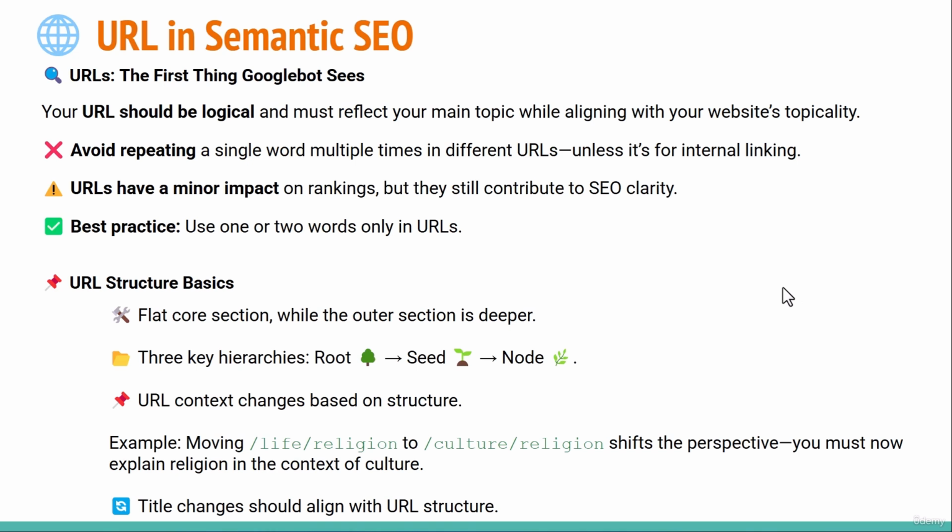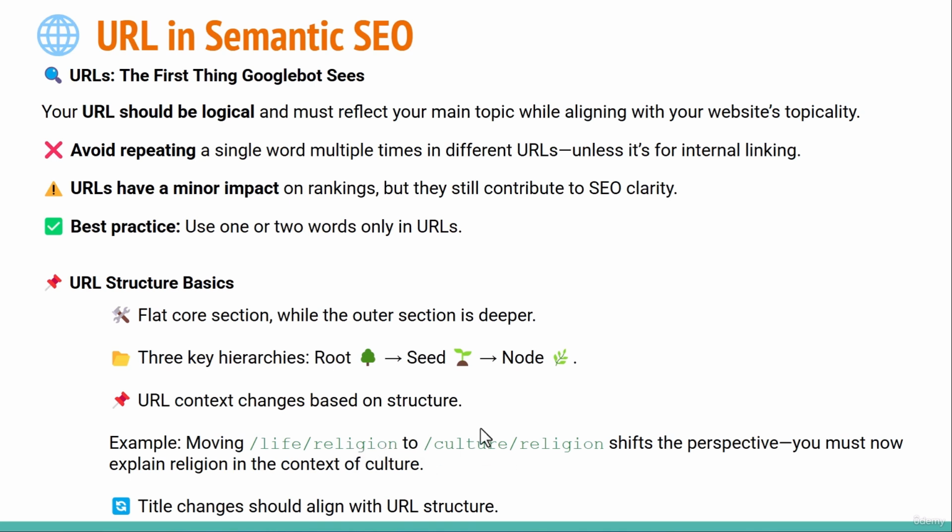Next, the URL context changes based on the structure. Now let's say we have /life, which is an article, followed by /religion, which is a sub-article. On the other side, we have a /culture article, and it also has a sub-article. Both of these end pages are about religion. Although the end sub-articles of both pages are religion, they have different perspectives. In the context of culture, you will have to explain things connected to culture within religion. In the context of life, you have to explain the other rituals or how your daily life is intertwined with religious activities. This is just an example. If there is any such case, even if they have the same URL, their perspective will be the same category-wise, but the context will be different.